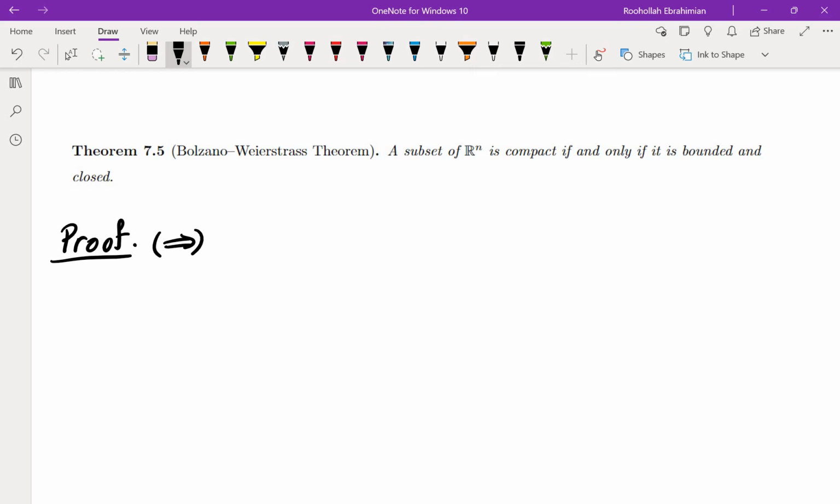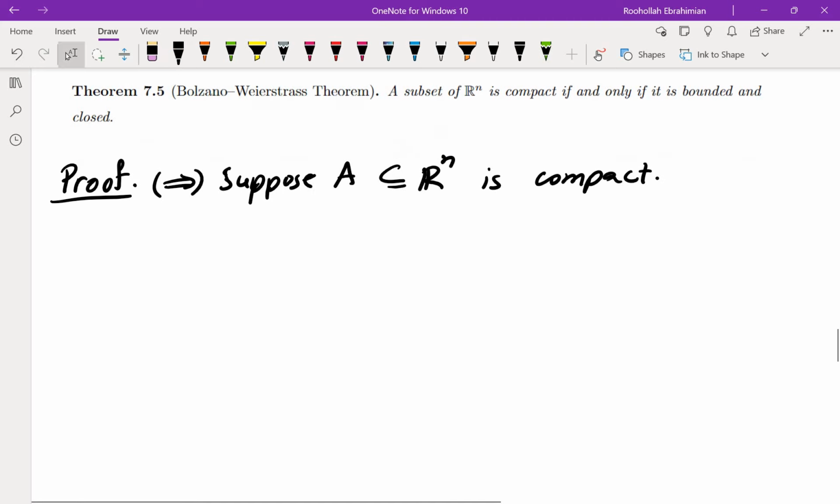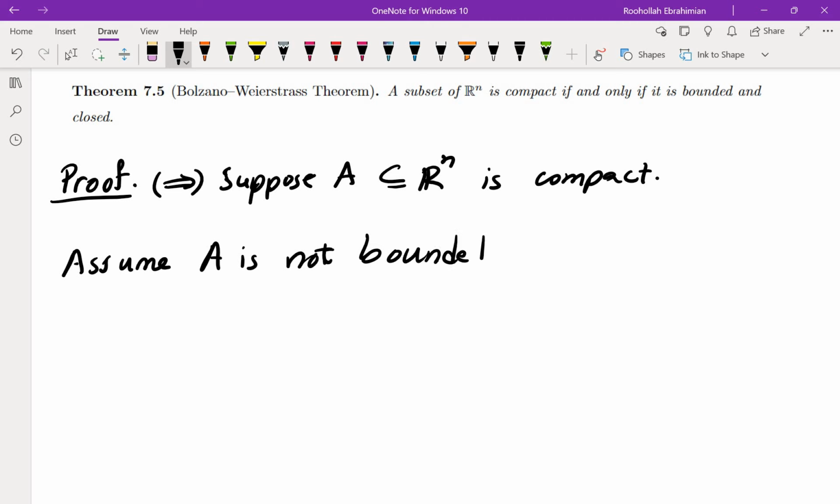A subset of Rn is compact if and only if it is bounded and closed. So suppose A inside Rn is compact. So what we want to do is we want to show it is in fact bounded. Okay, so we will show that it's bounded. So assume A is not bounded. What does it mean? It means for any ball centered at the origin, A is not completely inside it.